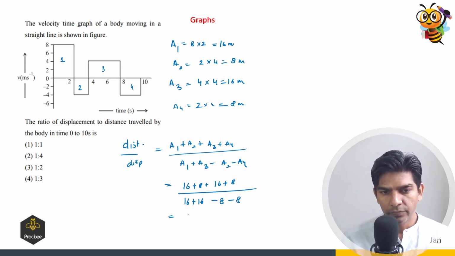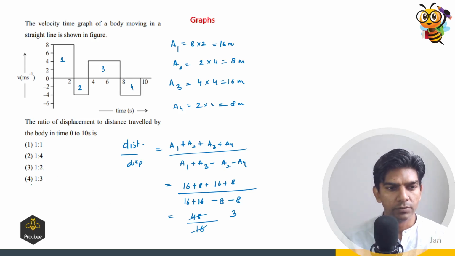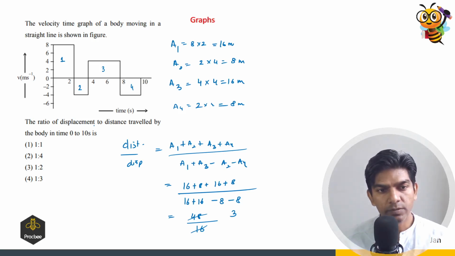So the numerator will be what? It will be 48, and the denominator will be 32 minus 16, that will be 16. So it is 3, so 3:1. And we have to find displacement to distance. So displacement to distance will be 1:3. So option 4 is the right answer.